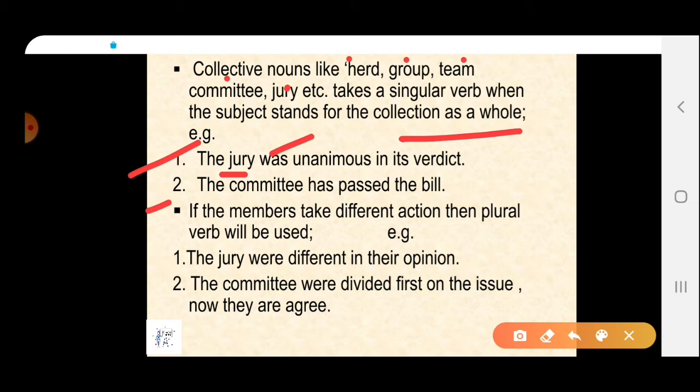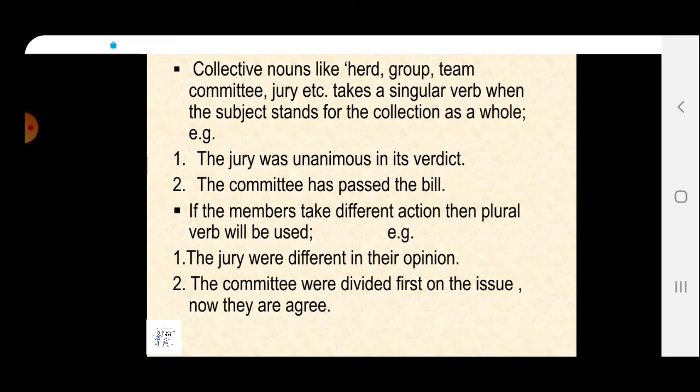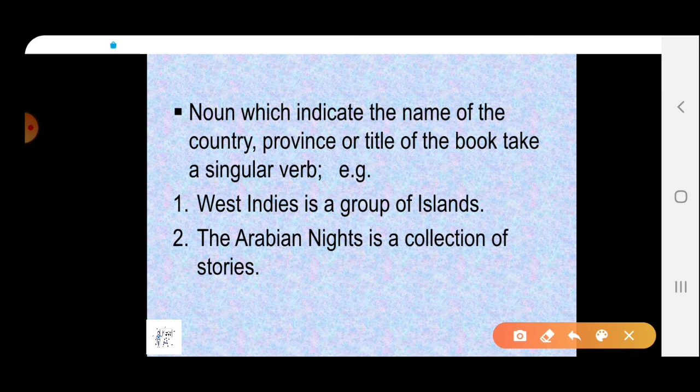Second, if the members take different action, the plural verb will be used. As I told you, the jury were different in their opinion. Suppose there are 5 members in the jury, 2 are in favor of the decision and 3 are against the decision. Then all 5 will be considered different or individually. Then they will be considered plural in their form. Fine. So here the jury is considered as plural subject and is followed with plural form of the verb. The committee were divided first on the issue. Now they are agreed.